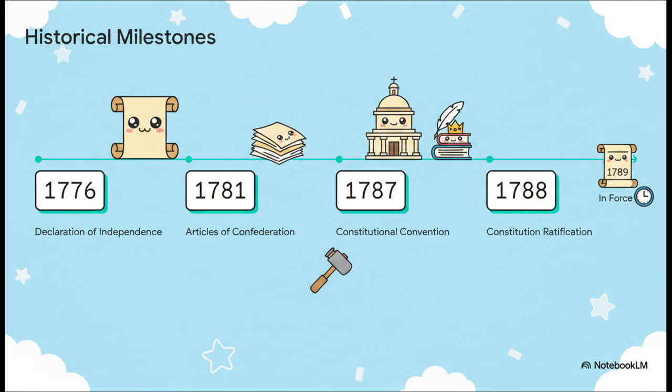So when they called the 1787 Constitutional Convention in Philadelphia, it wasn't just some casual meeting to tweak a few rules. No, this was a high-stakes rescue mission. That intense pressure cooker environment led to a super swift ratification in 1788, bringing the new government into force by 1789. It was just a massively tight window of existential historical change.